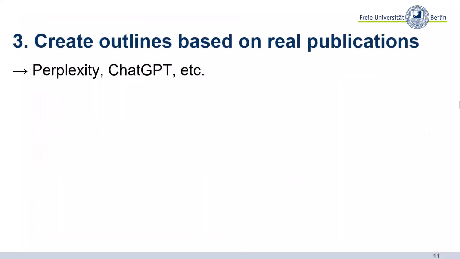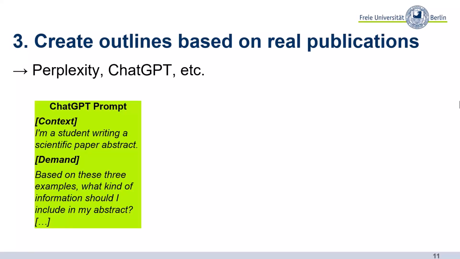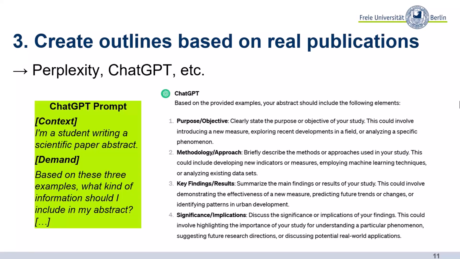Another thing you can do is create outlines based on real publications. So here's an example of a prompt you could use with ChatGPT. I'm a student writing a scientific paper abstract. Based on the 3 following examples, what kind of information should I include in my abstract? And then you give your chatbot 3 examples of abstracts you found in online scientific papers. And this is an example of an answer I got. So based on the examples, my abstract should include the following elements: purpose or objective, methodology, approach, key findings, etc.